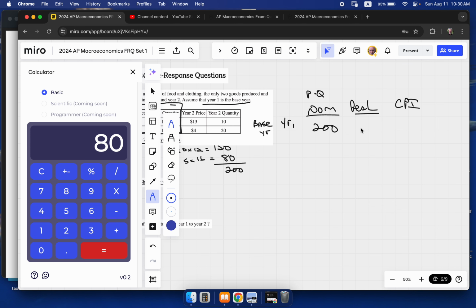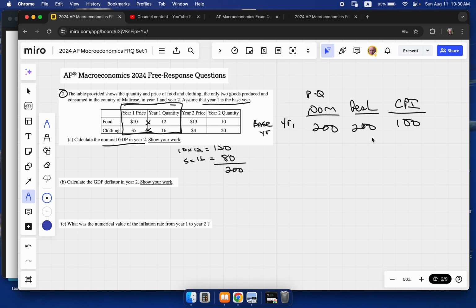200, easy enough. Nominal GDP is 200. Real's got to be 200 then, because nominal and real are always the same in the base year, and therefore our CPI is 100. We know all of that right off the top of our heads. Again, your formula for CPI is nominal over real times 100 equals the CPI. So 200 over 200 is 1, times 100 would be 100. Easy enough.